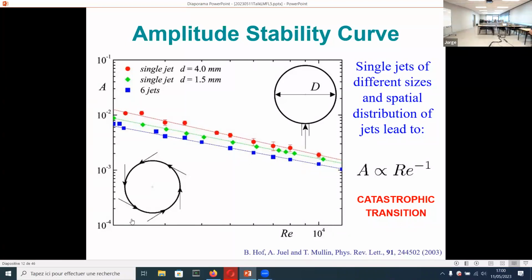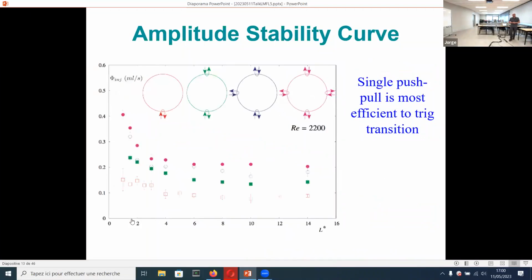So A is the amplitude of the jet. So it's the flux that has been injected with respect to the flux in the pipe. So you typically need 1% of the flux to be able to create turbulence. This is for a range of Reynolds number from 2000 to 20,000. So we did the same experiment. When you inject, of course, you are not conserving the Poiseuille flow character because it's Poiseuille flow plus flux.